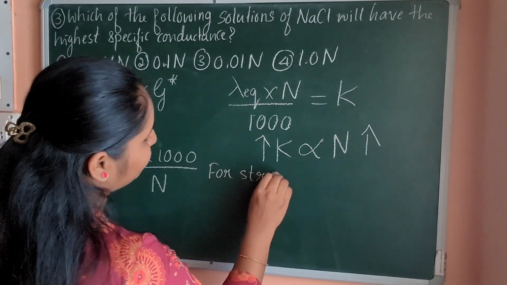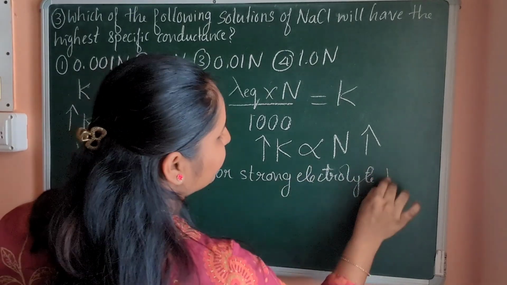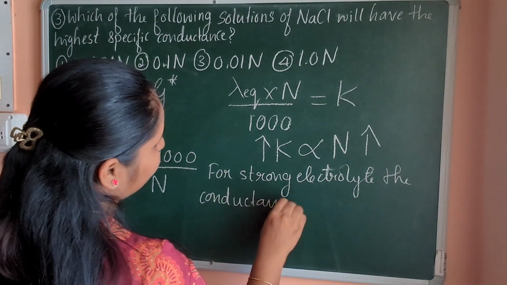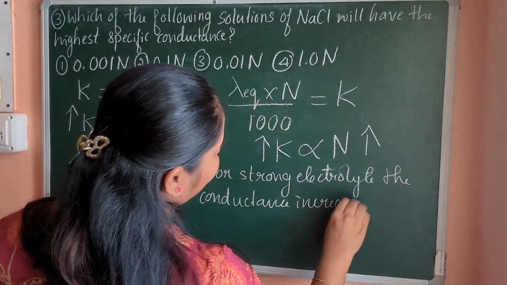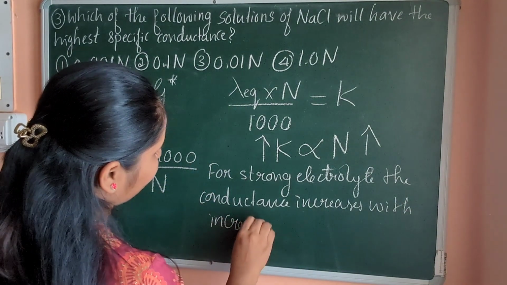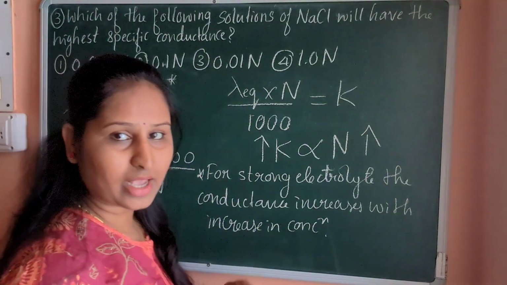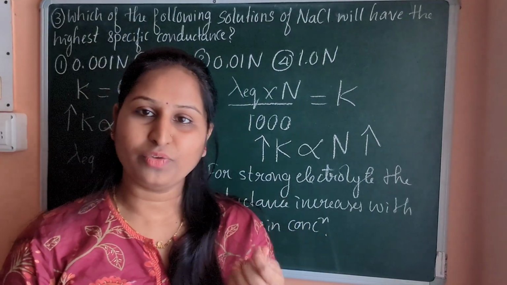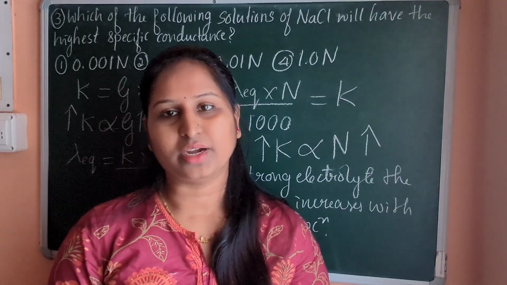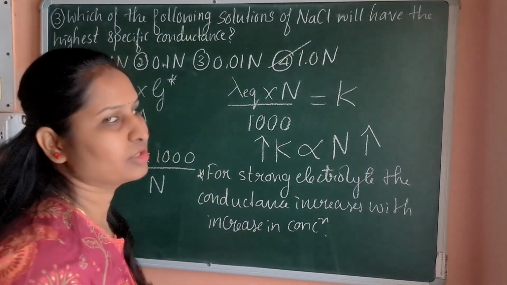Which means that I'll write here: for a strong electrolyte, the conductance increases with the increase in concentration. Why is it so? Because as the concentration increases, the number of ions per unit volume increases. As the number of ions increases, conductance also increases. So for this one, the fourth option is the right answer for this question.